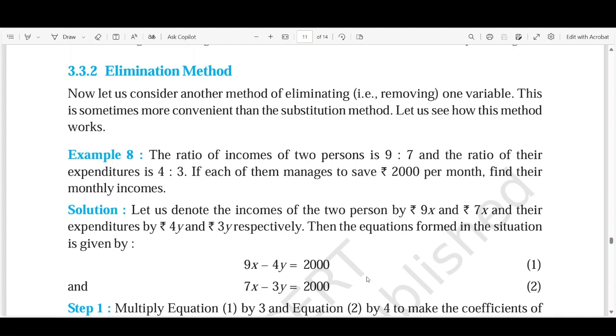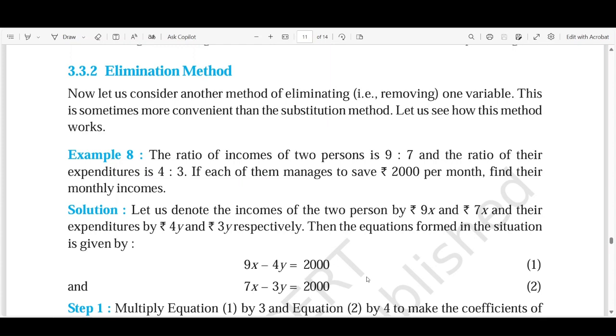The next one is elimination method, which is one of the algebraic methods used to solve system of equations or pair of linear equations. Similar to that of substitution method, here also we try to eliminate one variable, but this method is more convenient than the substitution method. So let us discuss this with the following examples.